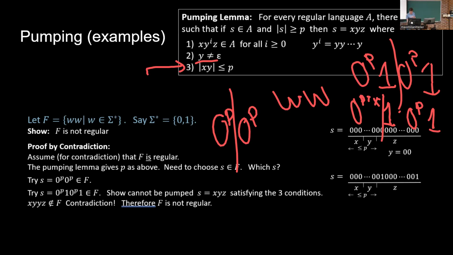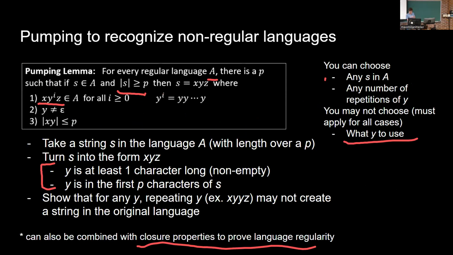So I think that's where the issue comes in. You can't choose which Y to use. Effectively, you have to prove that no matter what the Y is, pumping will break the system. Sai, do you know if you could choose any number of repetitions? Sorry, I hate to put you on the spot. Do you know if you can choose a certain amount of repetitions, or do you have to show that for any number of repetitions it will break?